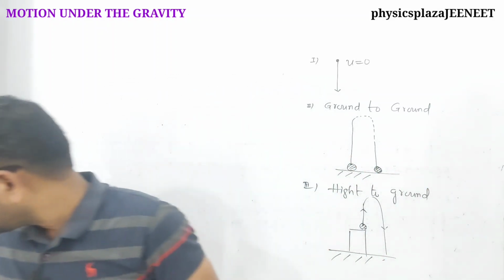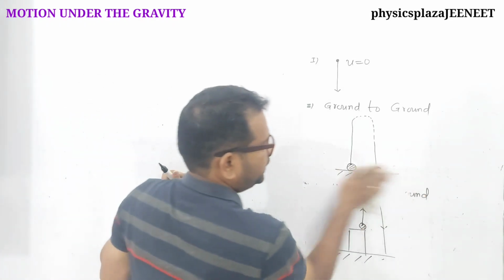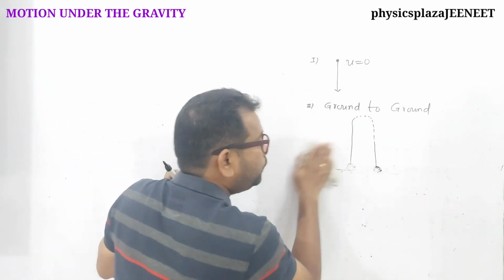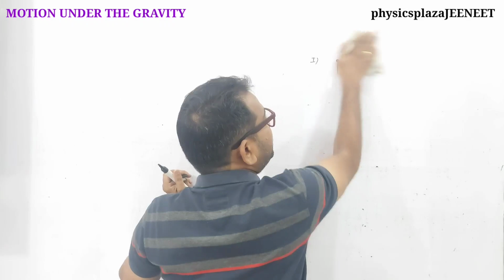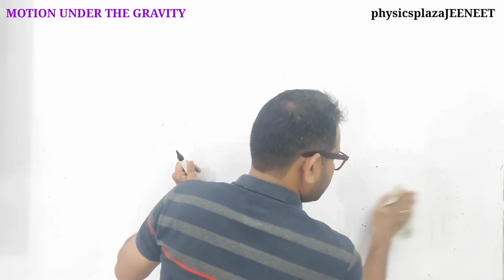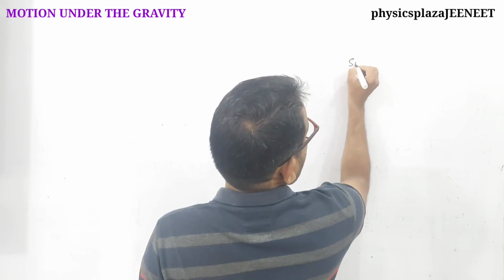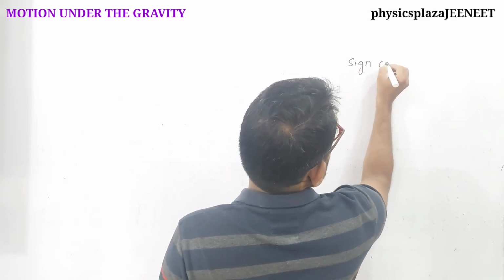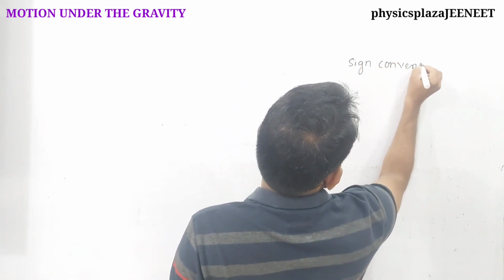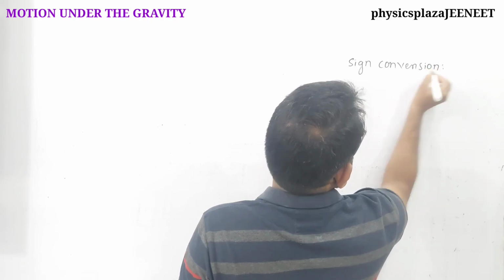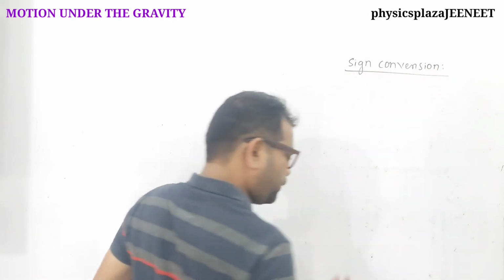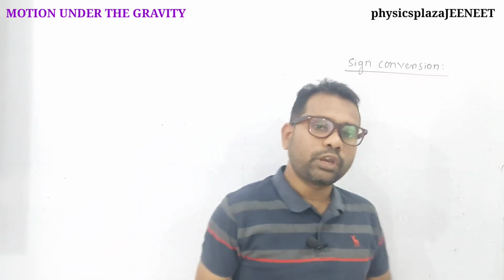Okay, fine. So first, children, let us take case 1. Before that, we need to take some sign convention for this. Children, sign convention is very important. So let us see the sign convention which we are going to take. Children, for example, if you want to throw a body from the ground, it's okay, no problem.